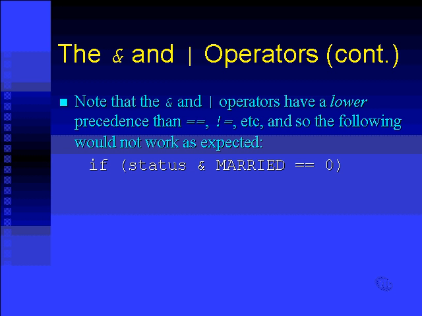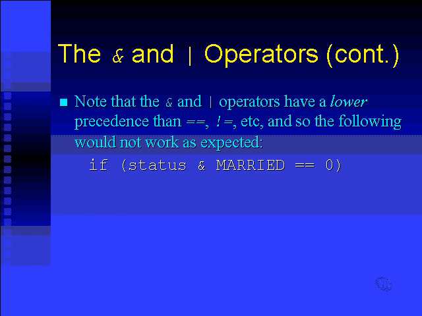So first it will test to see whether married equals 0, and it won't. And then we'll bitwise AND that with status. So you'll bitwise AND status with 0, and you'll get 0 no matter what. So that if statement will always be false. So that's something to watch out for.